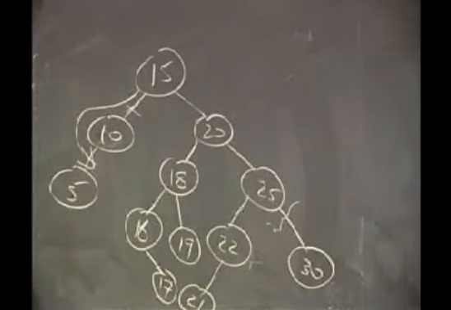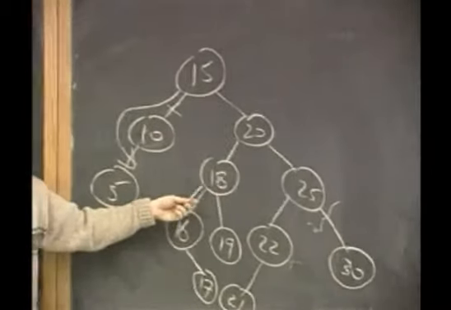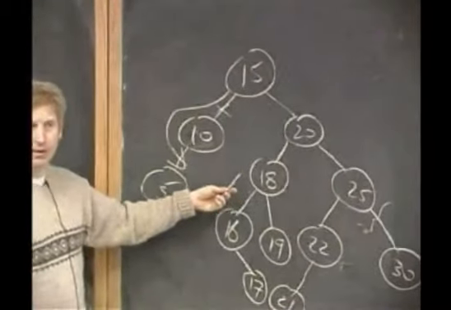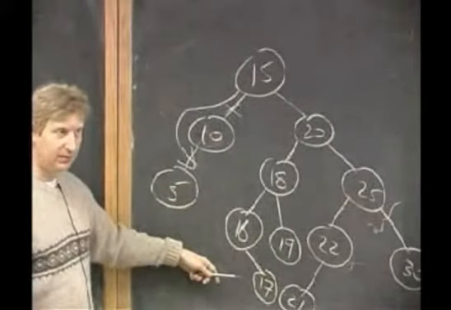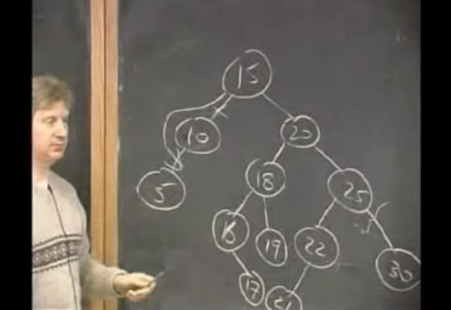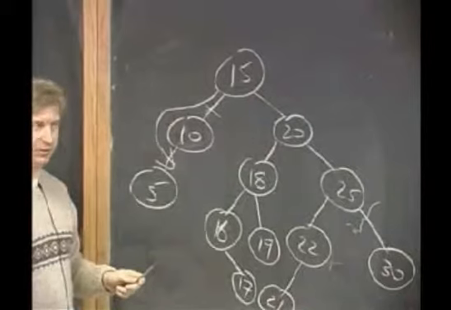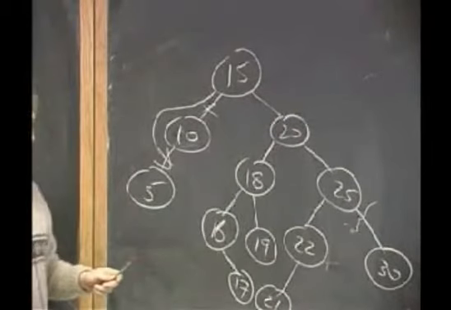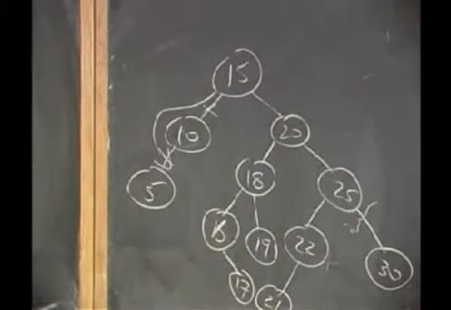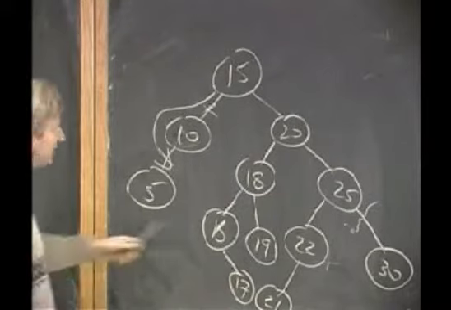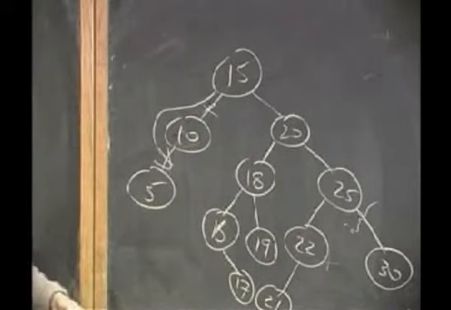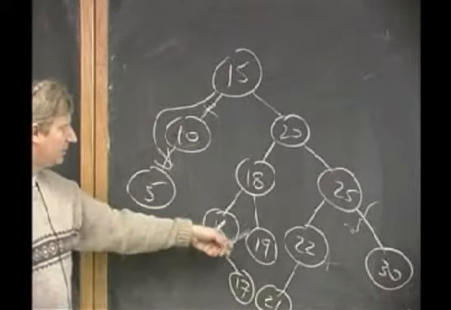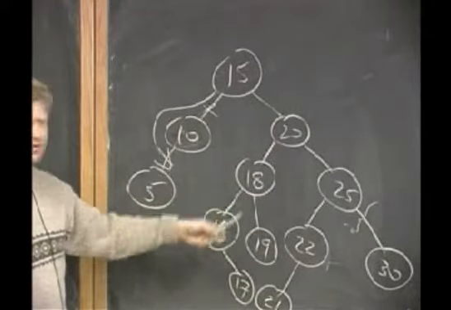So here's the trick. We're really good at deleting leaves, right? What we're going to try to do is get rid of 18 by finding a leaf that can take its place. Everyone understand? Now, what leaf could take its place? What leaf could possibly fit in here? 19 could fit in there. What is it in general?